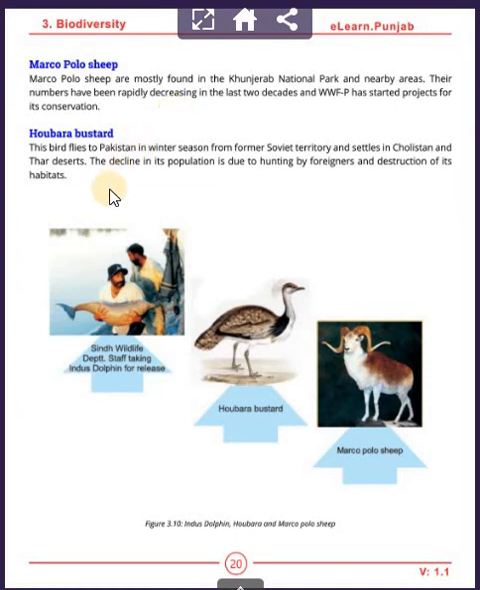The Houbara bustard flies to Pakistan in the winter season from the former Soviet states and settles in the Cholistan and Thar Desert. The decline in its population is due to hunting by foreigners and destruction of habitats.